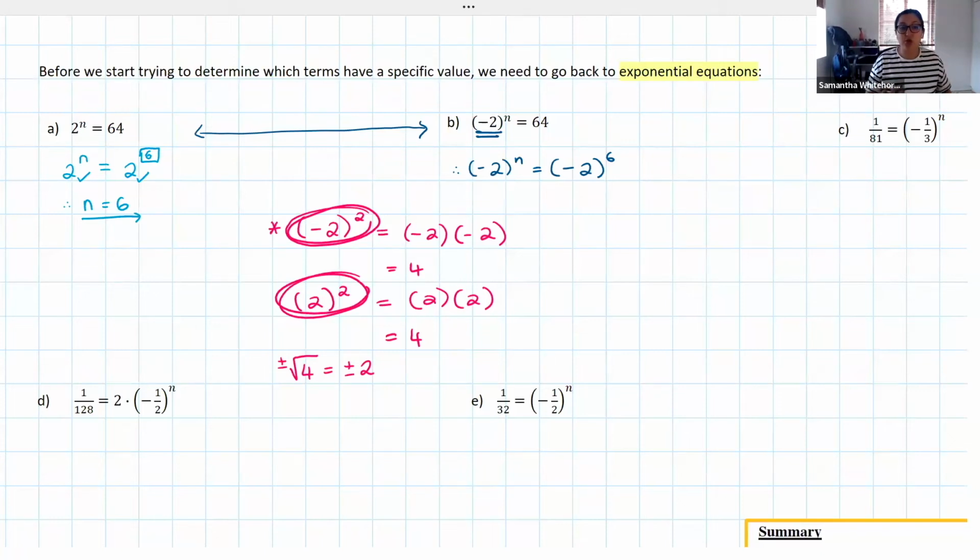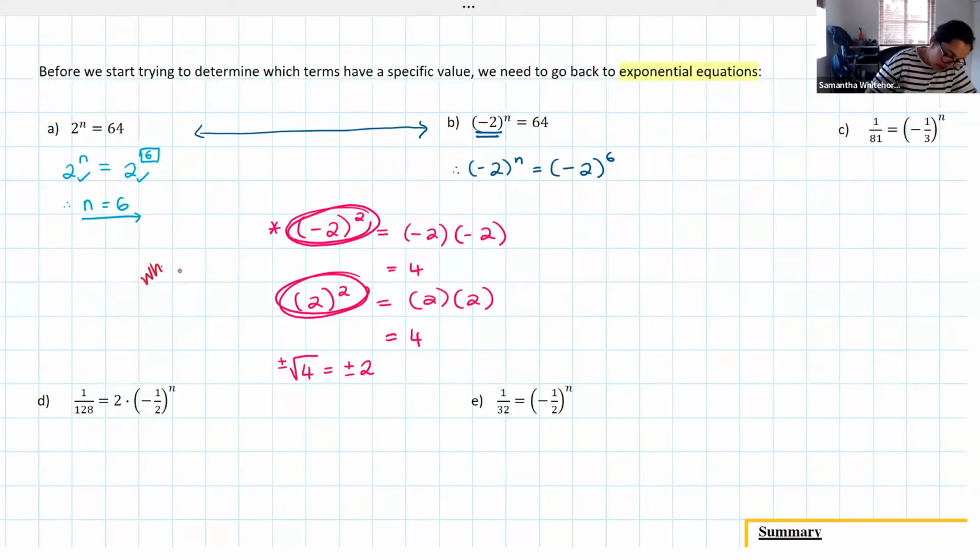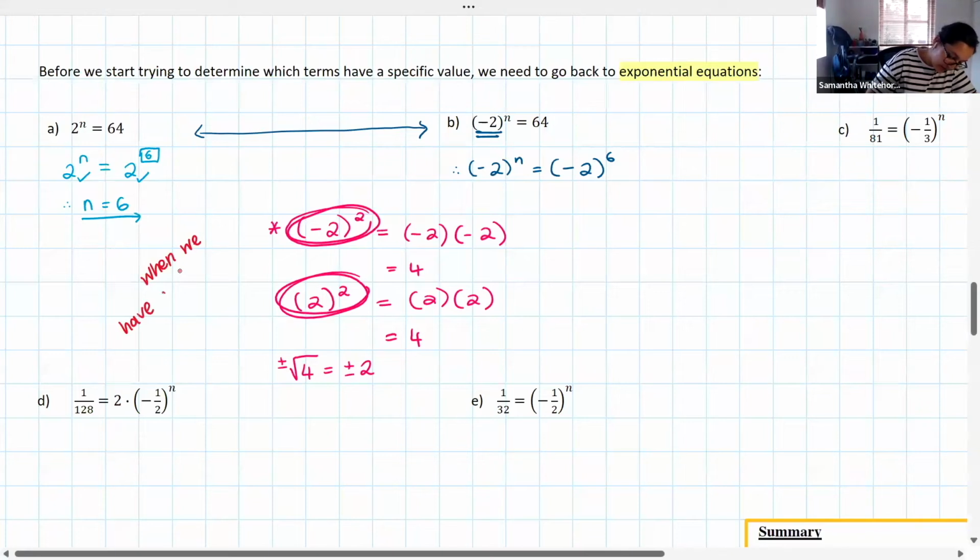The same is not true with odd numbered exponents, because if it was to the power 3, you'd be multiplying 3 negatives, and so still end up with a negative. But when it comes to even exponents, your base could be a positive or a negative. So I'll just make a little note there in case that is helpful to you. So when we have an even exponent, the base could be positive or negative.